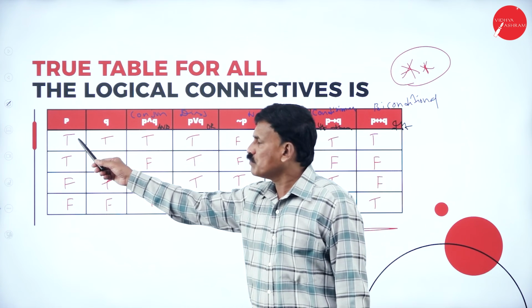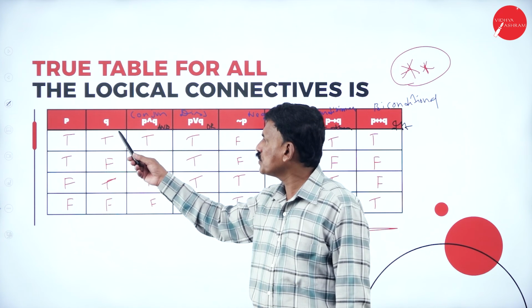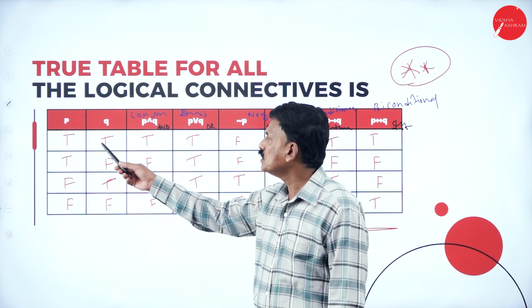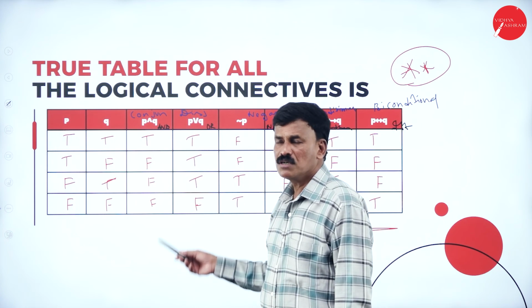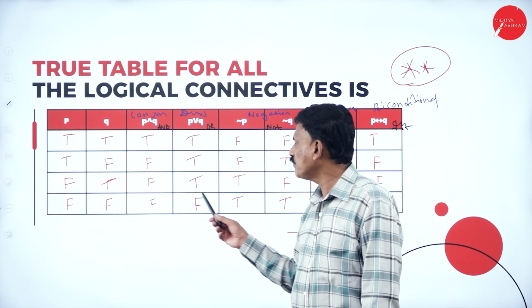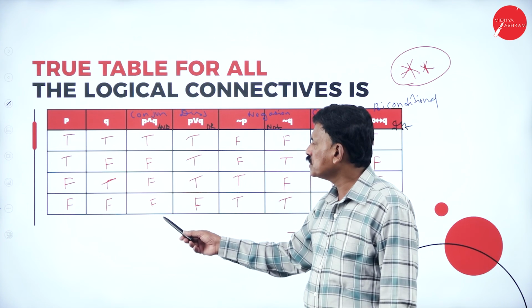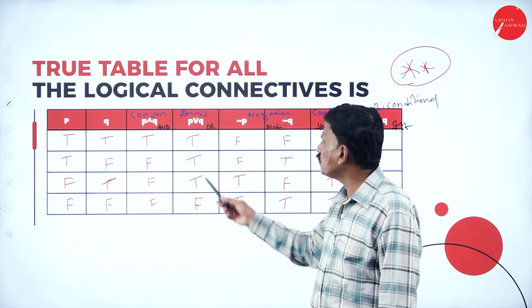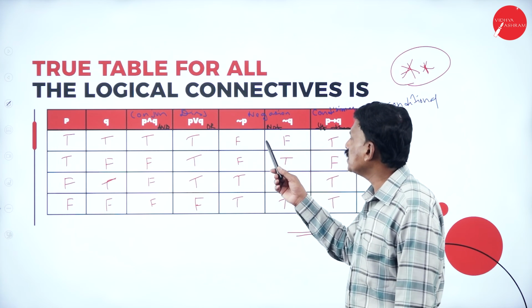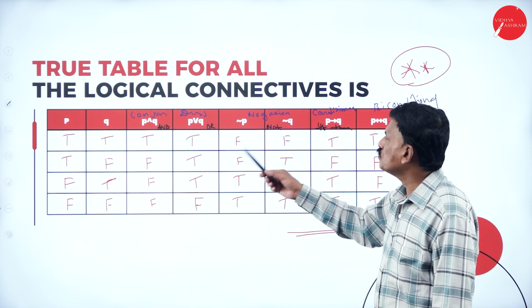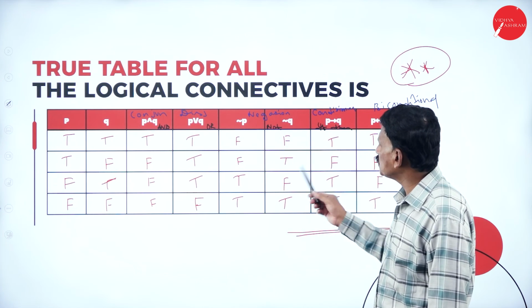So for P, true, true, false, false. For Q, alternating true, false, true, false. For conjunction, only true and true is true, remaining is false. For disjunction, only F and F is false, remaining are true. So for conjunction, one true, remaining false. For disjunction, one false, remaining true. For negation, true becomes false, so true, false, false, true.